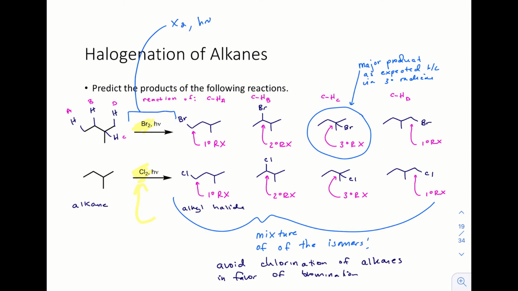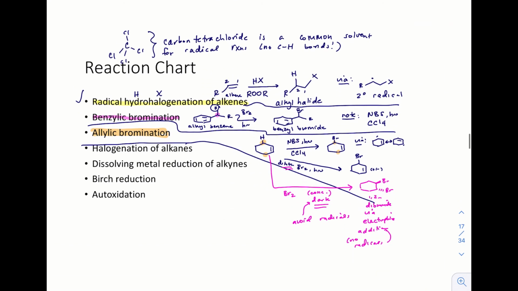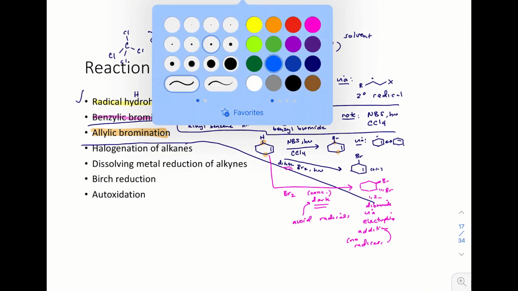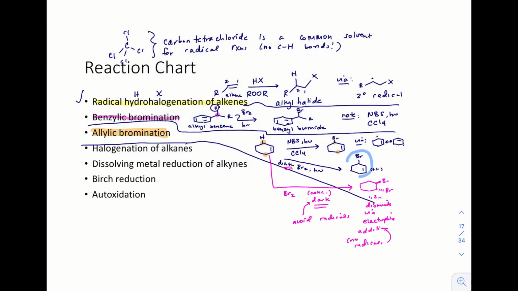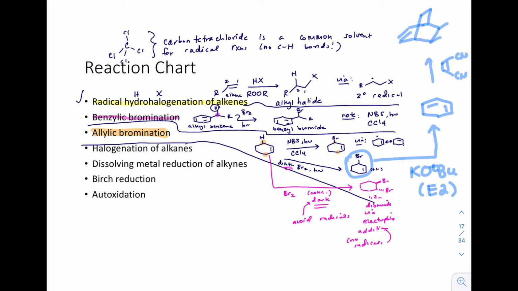And if you were to think about, why would you ever do this reaction? Why would you halogenate an alkane? Well, it's because you could take it on and do something with it. For example, looking back up at our reaction chart for allylic bromination, this reaction is pretty commonly used in order to generate dienes. So now imagine treating this with potassium t-butoxide, that's E2 conditions. That would generate a diene, which could then undergo Diels-Alder reactions. Cool. That's one of the main reasons why we're learning these reactions, because they're synthetically useful.